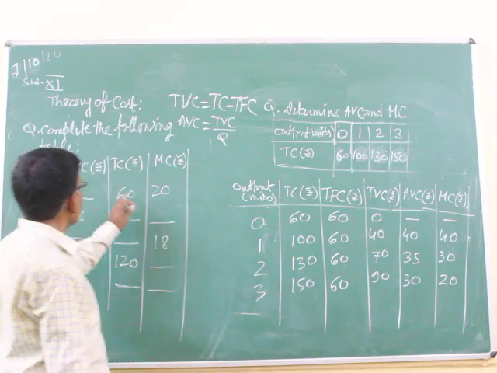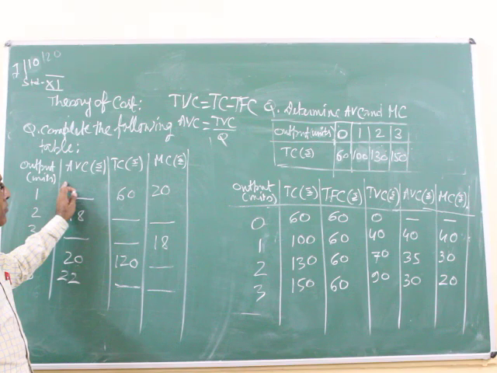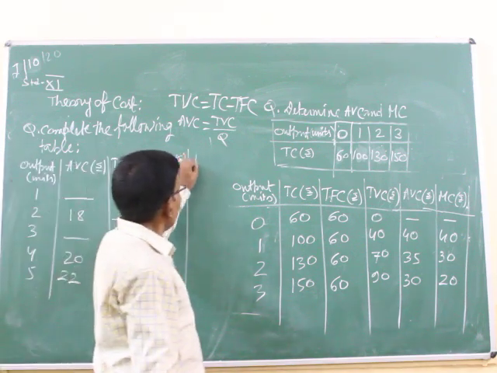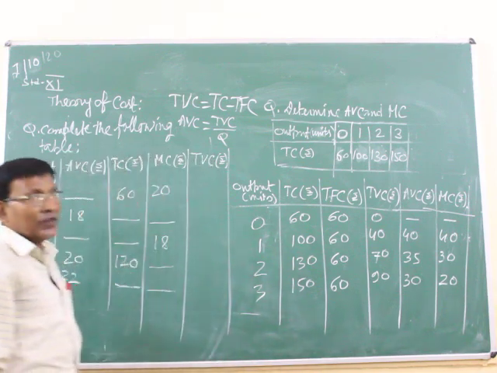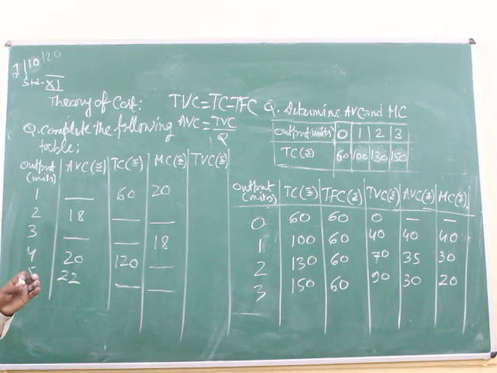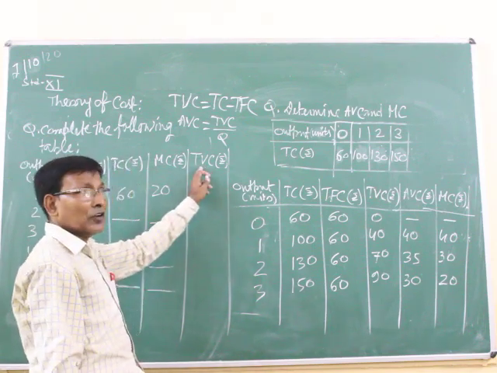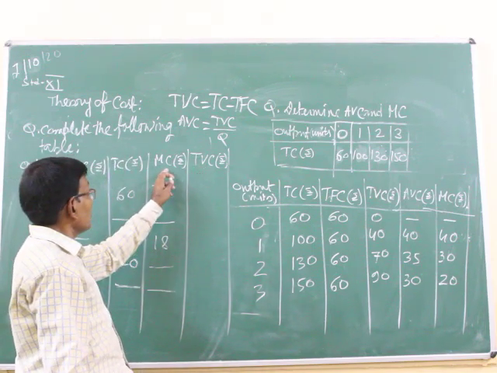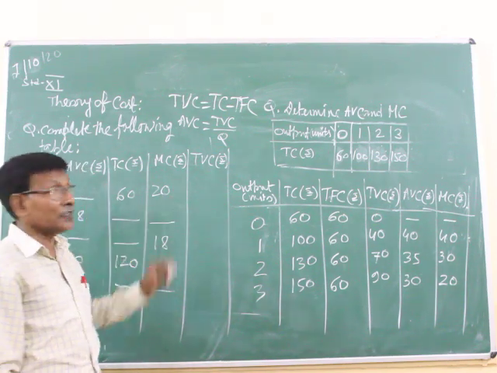Now see, AVC is there, MC is there. For both of them, we need the value of TVC. So we have to take an extra column also. Whatever extra columns will be required, we have to take those. We have taken the column of TVC, because for the calculation of both MC as well as AVC, we require TVC.